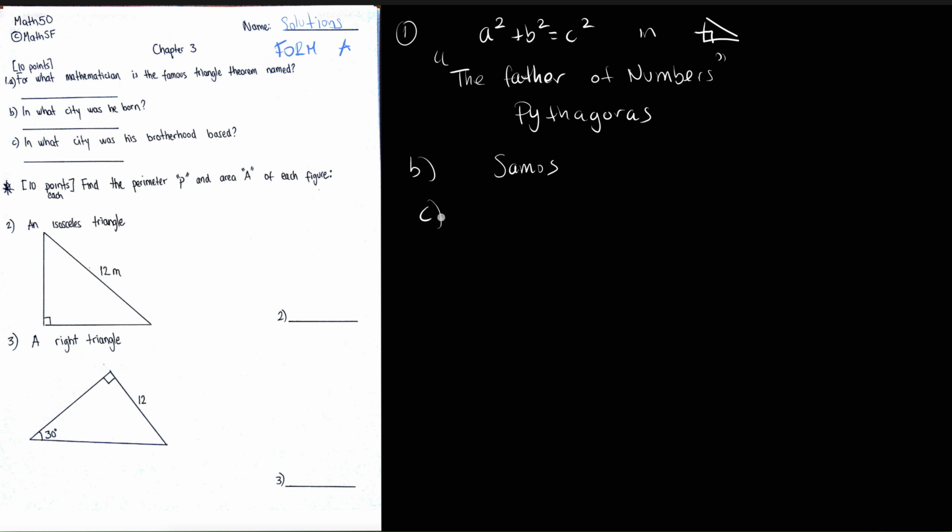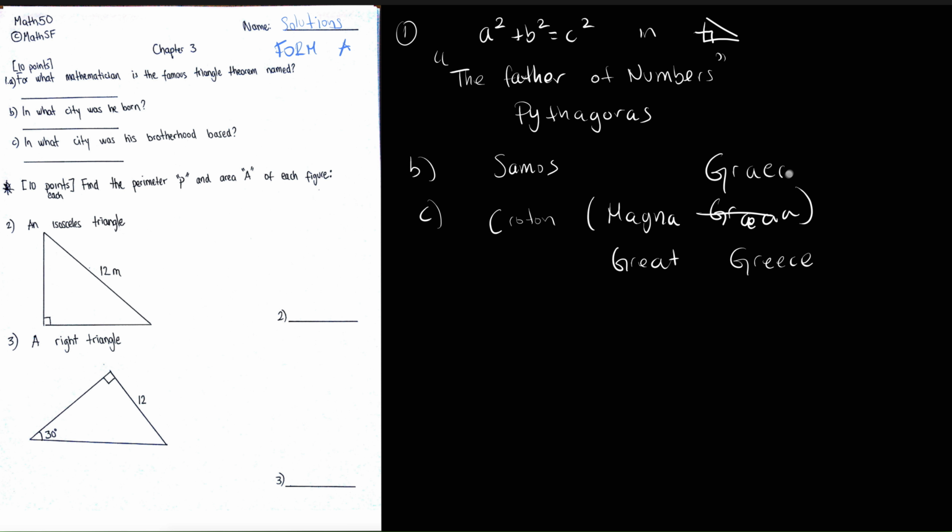Letter C. In what city was his brotherhood based? Well, after Samos, he moved out to the city of Croton, also known as Magna Graecia, which is actually a Latin word for Great Greece. So this should be Magna Graecia. Actually, it's Great Greece.